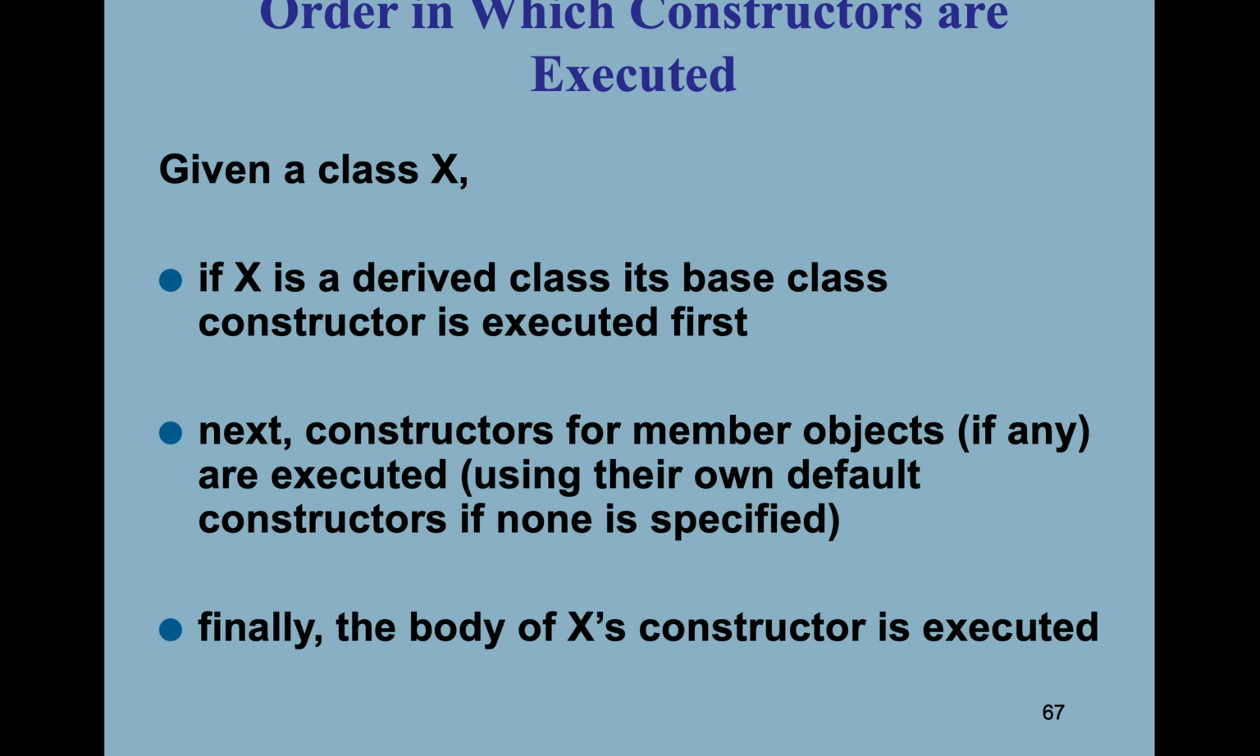So the order in which the constructors are executed, I just described that. This slide's going to give it to you. So given a class X, if X is a derived class, its base class constructor is executed first. Next, the constructors of the member objects, if any, are executed using their own default constructors, if none is specified. Finally, the body of X's constructor is executed.